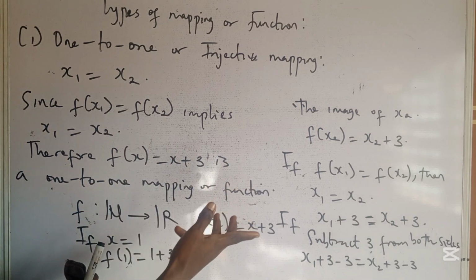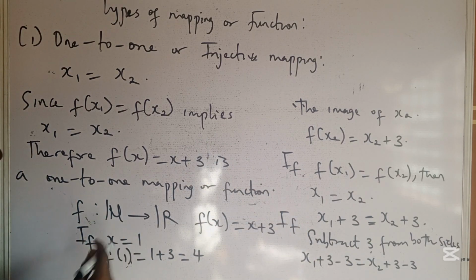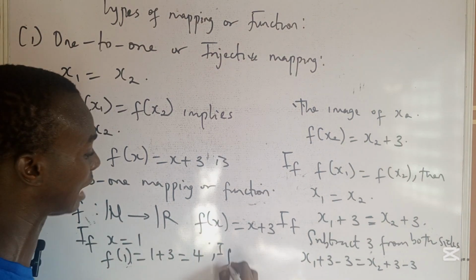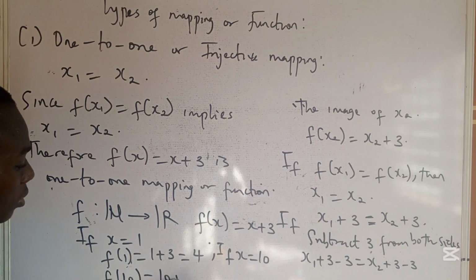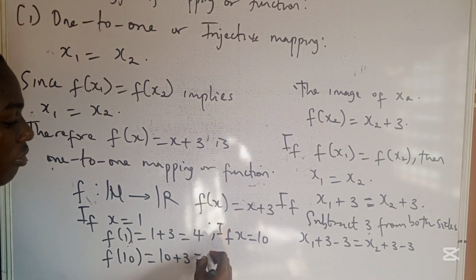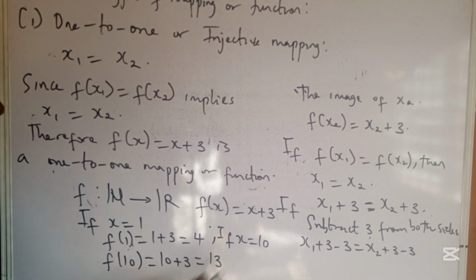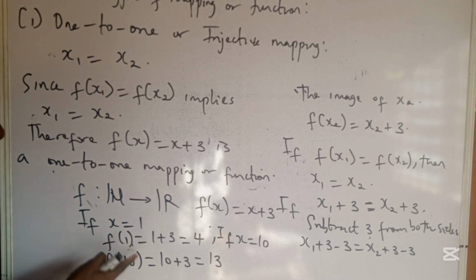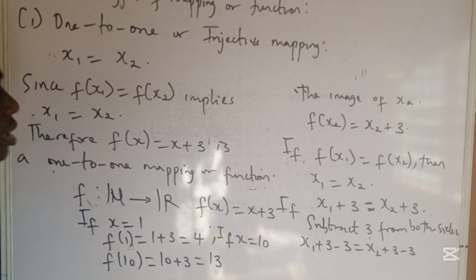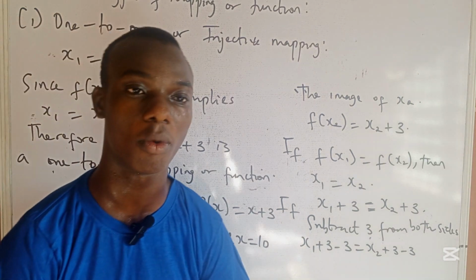If I take 2 inside natural numbers, have this in mind, I cannot take minus 1 from my domain. Natural numbers are counting numbers from 1, 2, 3 all the way to infinity. I cannot take minus 1 or minus 2. So if I take x equals 10, f of 10 will be 10 plus 3, which gives us 13. You notice that 13 and 4 are different images, same as 1 and 10, which are different pre-images. So this is just how to show that a function is a one-to-one function. You can follow us for more examples.